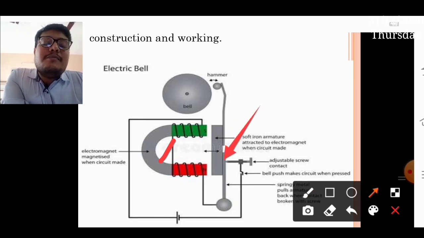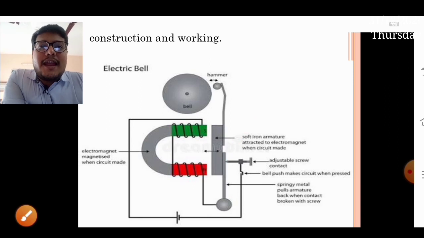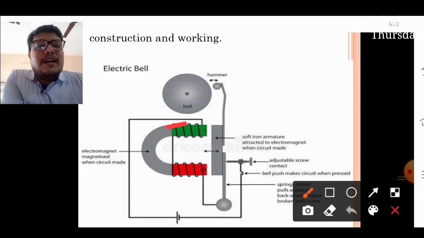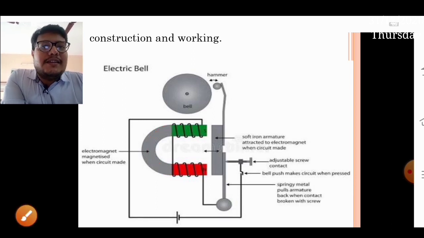Now when it comes back to the normal position, the circuit joins again, it becomes a closed circuit, and again this part will become your magnet, right? And again it will attract. So this happens in very few seconds, right?